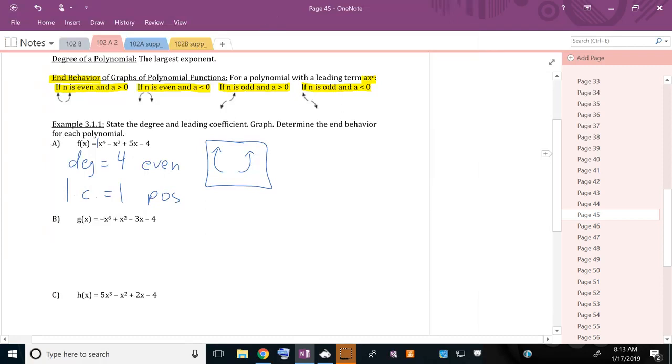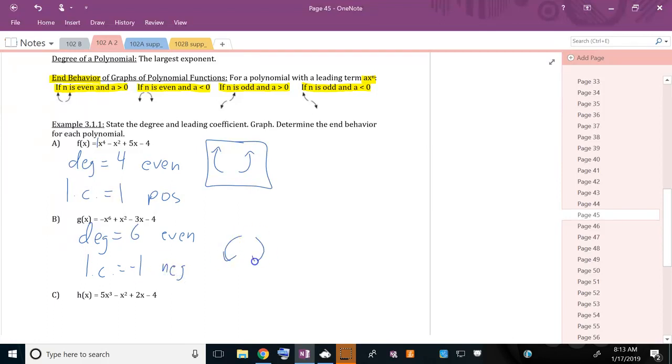All right, let's look at our next function. I've got g of x is negative x to the 6th plus x squared minus 3x plus 4. So here, my degree is 6, which is still even. My leading coefficient is negative 1, which is negative. So both sides of this are pointing down.